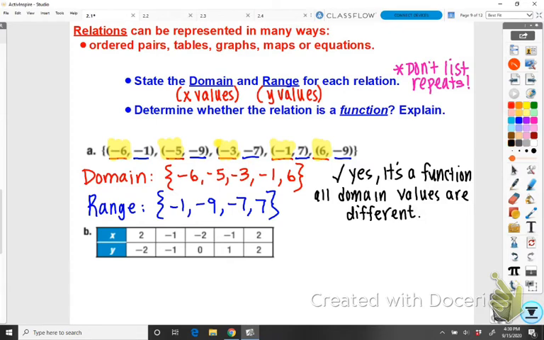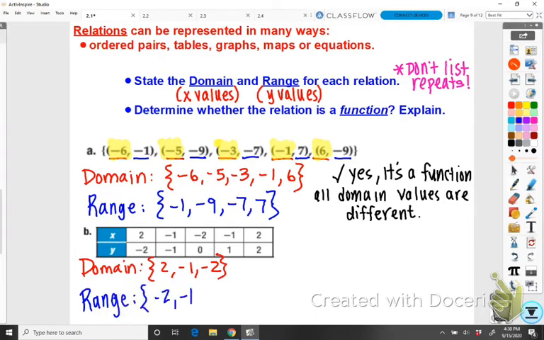All right, the table. So we're going to start with domain. So that's all the x values. So a 2, a -1, a -2, and -1 and +2 are already in the list, so we can just write those 3. The range are the y values. So this is going to be -2, -1, 0, 1, and 2.